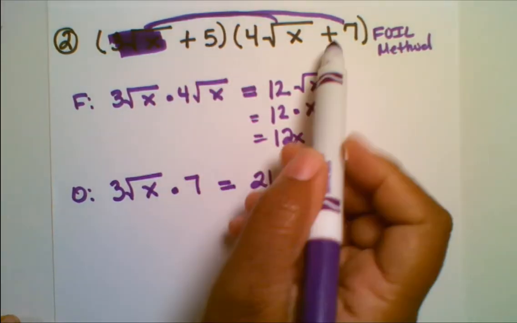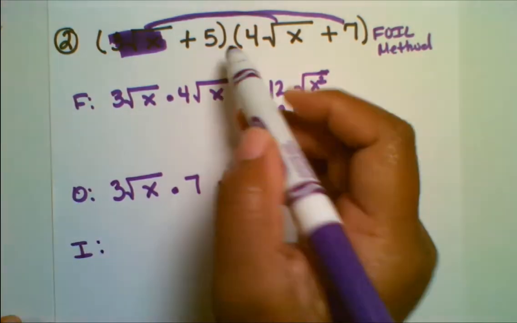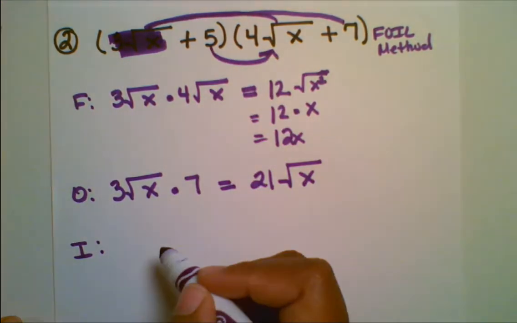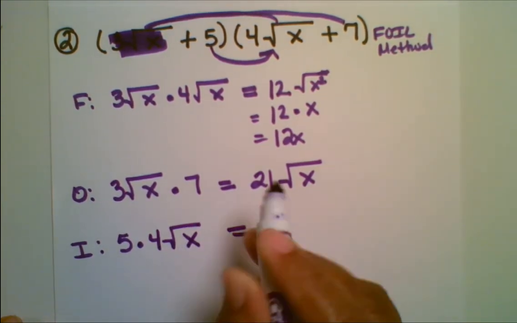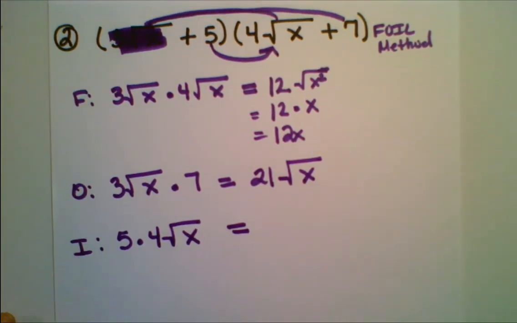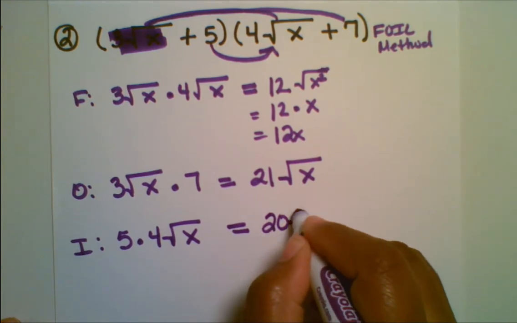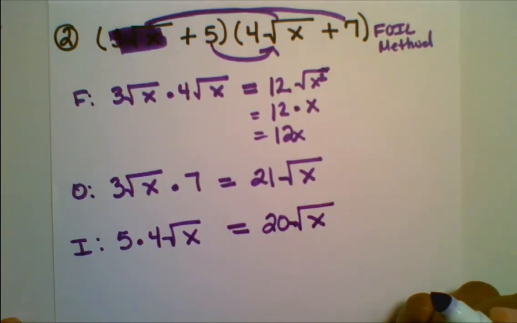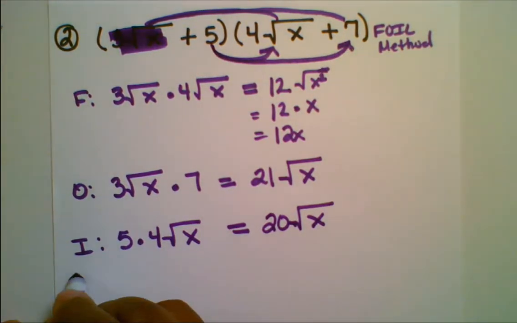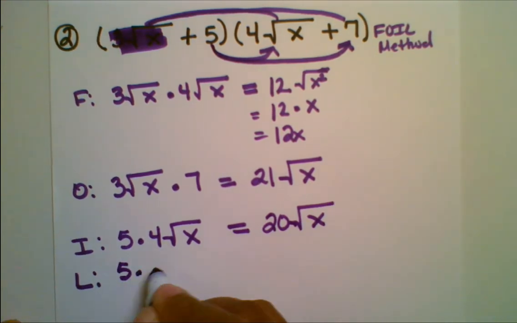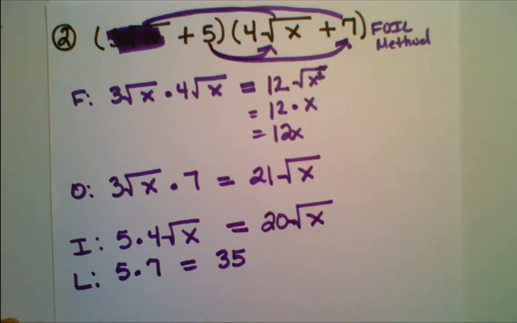Let's look at the 5 and distribute that twice. So inside terms, you're going to take the 5, multiply to the 4 square root of x. 5 times 4 square root of x. Multiply your like factors, 5 times 4, which is 20, and then we have the square root of x. And then we're going to take this 5, multiply it to the 7, the factors of the last term. 5 times 7, that gives us 35.